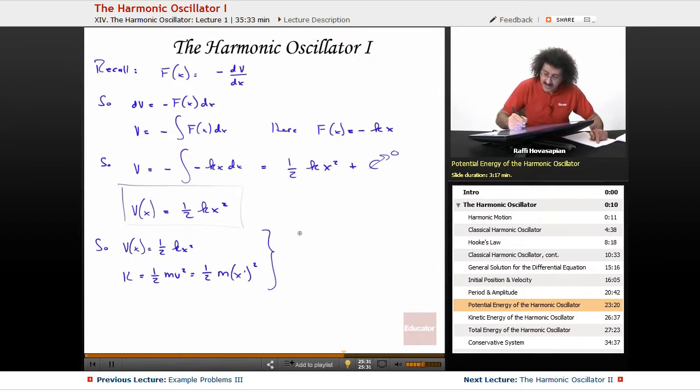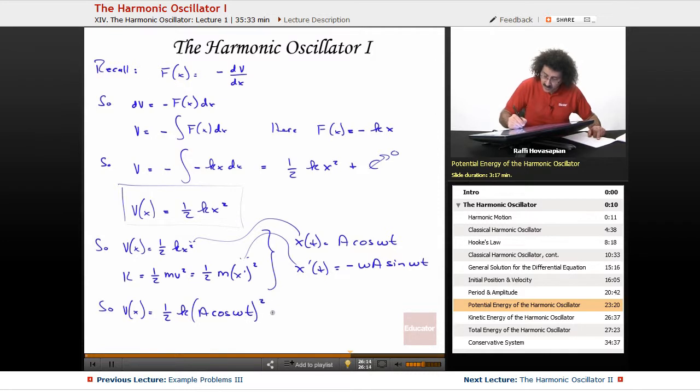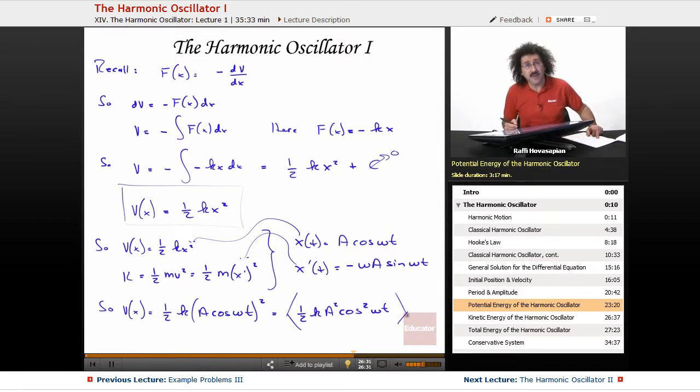Okay. Well, x of t, we know that x of t is A times the cosine of omega t. When we take the first derivative, which is going to be the velocity, it's going to end up being negative omega A sine of omega t. So let's go ahead and put those back in. This is x of t, x prime of t. We're going to put these into here. So our potential energy is actually equal to 1/2 k times A cosine of omega t, squared, which is going to equal 1/2 k A squared cosine squared omega t. This is our potential energy of our classical harmonic oscillator.